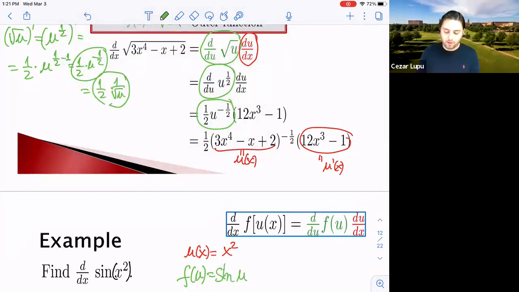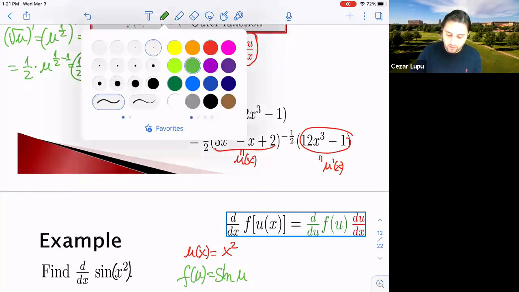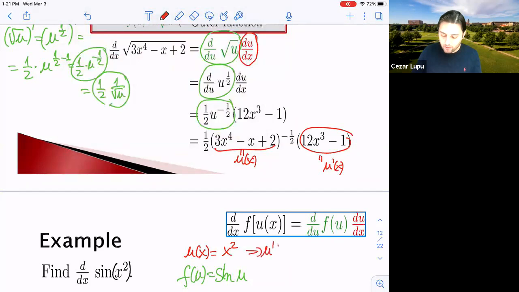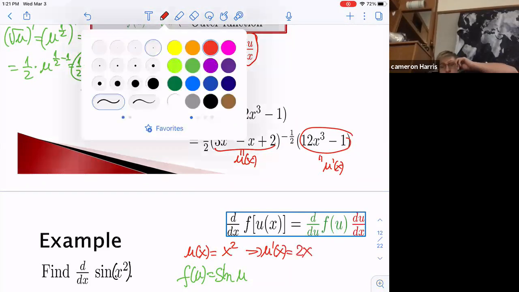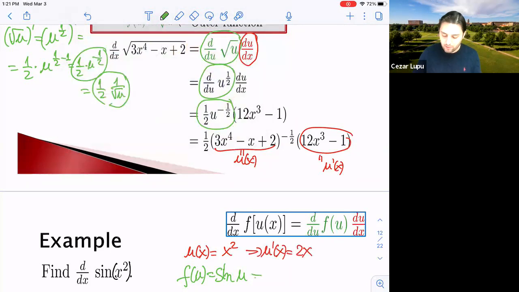So don't forget the argument here is u. All right, and guess what? By applying, let's see, and here, let me write the derivative. What is the derivative of u? U prime of x is what? Is 2x. Exactly, 2x. And what is the derivative of sine of u? F prime of u is what?